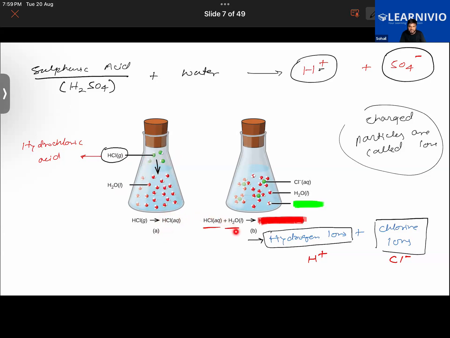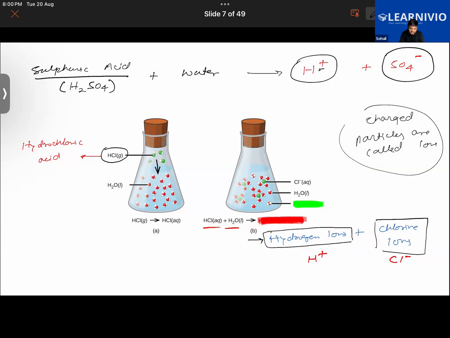Look at the next image. Then what happens? The hydrochloric acid gives out hydrogen ions and chlorine ions. What are these? These are basically charged particles. Now just know this much, that charged particles are called ions. So when an acid is in the liquid state, that acid breaks into hydrogen ions and whatever other component is found in it, like chlorine, so chlorine ions will also be there.